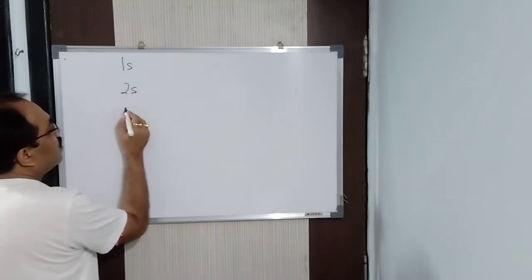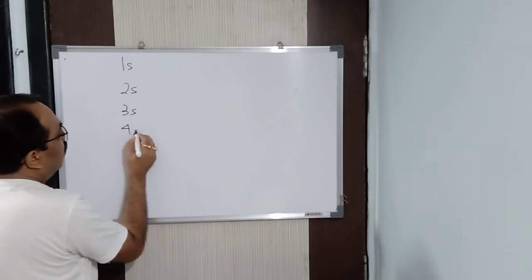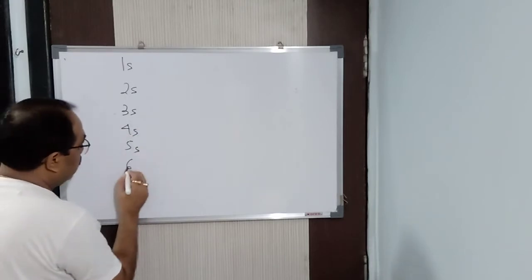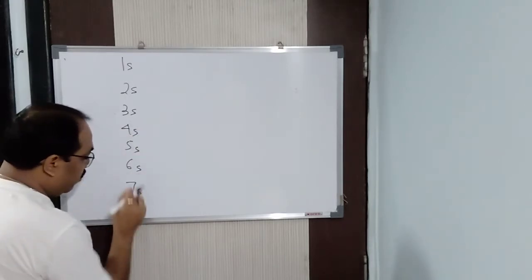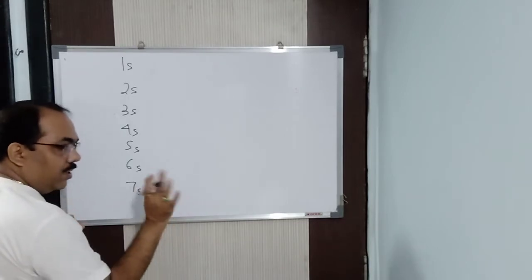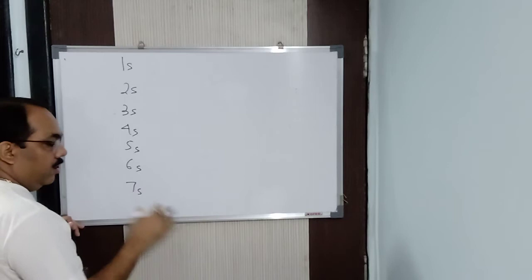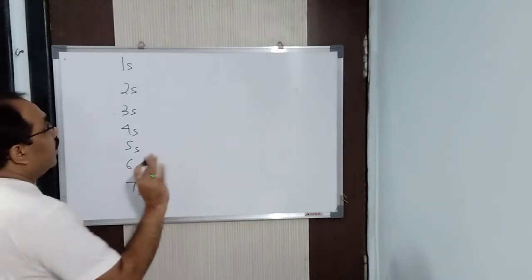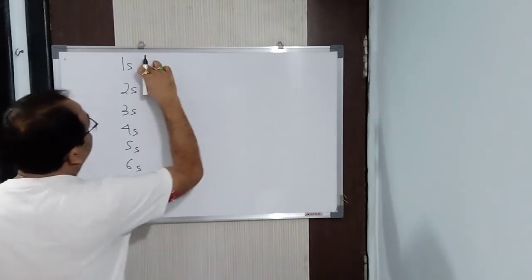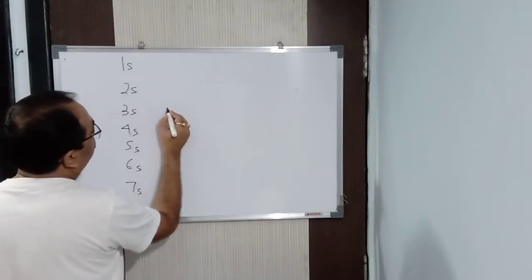You'll write 1s, 2s, 3s, 4s, 5s, 6s, 7s. Now you don't write 8s, 9s, because the maximum number of shells is 7, since there are 7 periods in the periodic table. It's not that 8, 9, 10 will go on being written. No, not possible. Now you leave 2 spaces and start from here.